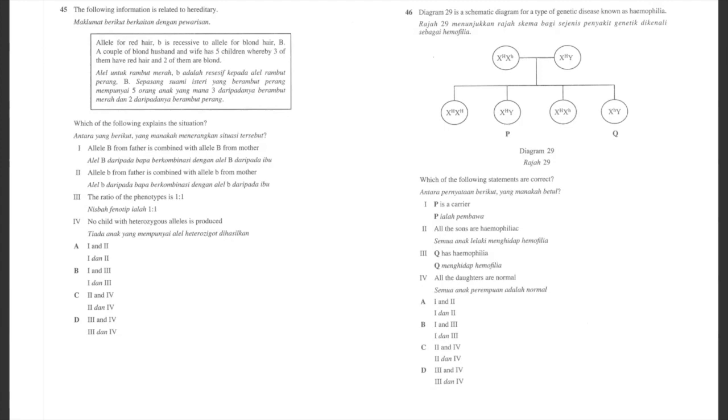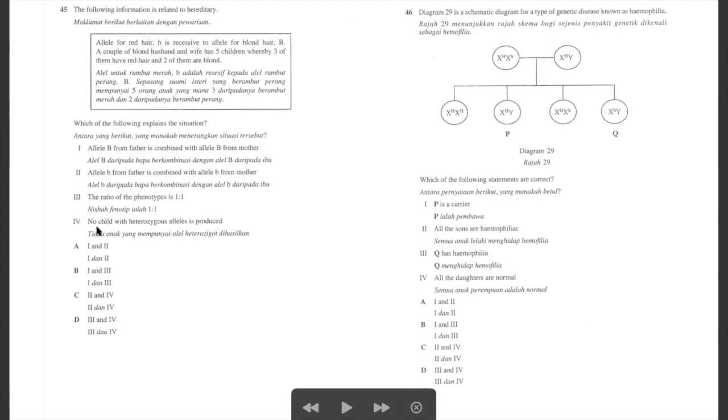Kita tengok nombor 3. Kenapa salah? Phenotype ratio is 1:1. Mana ada 1:1? Sebab apa? Sini 3, sini 2. Sebab apa? 3 red, 2 blonde. So mana salah lah ni. Sebab ni dia bagi ratio 1:1. So nombor 3 salah.